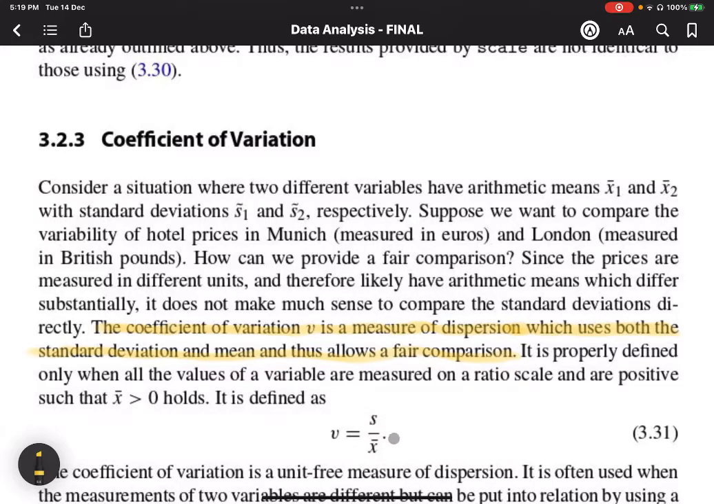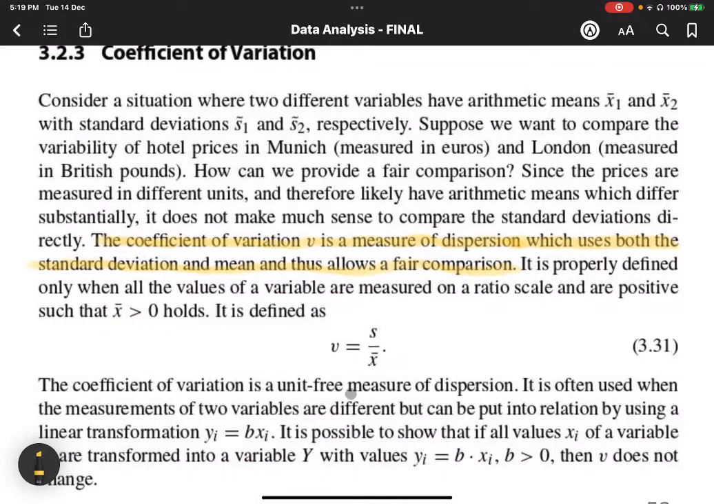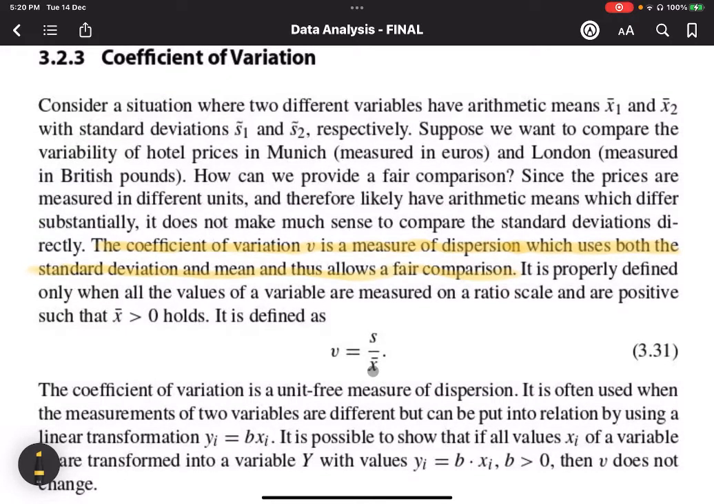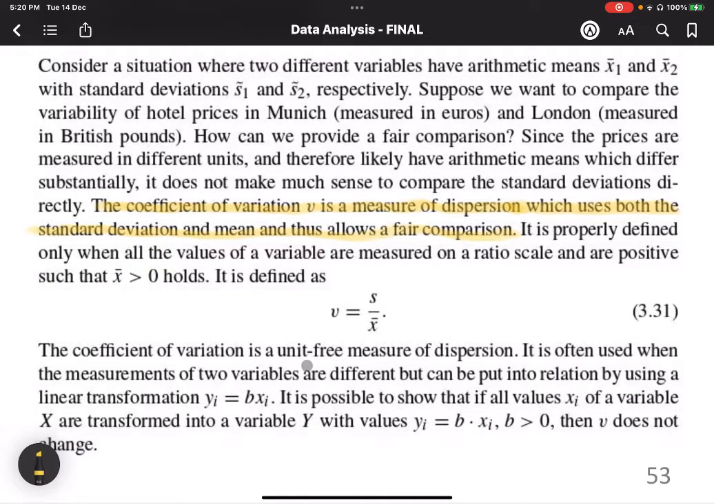Now, we use the coefficient of variation, and the formula is V, which stands for variation, is equal to s over x. S is the standard deviation, and x is the arithmetic mean. No? The coefficient variation is a unit-free measure of dispersion. So meaning wala tong unit, no?